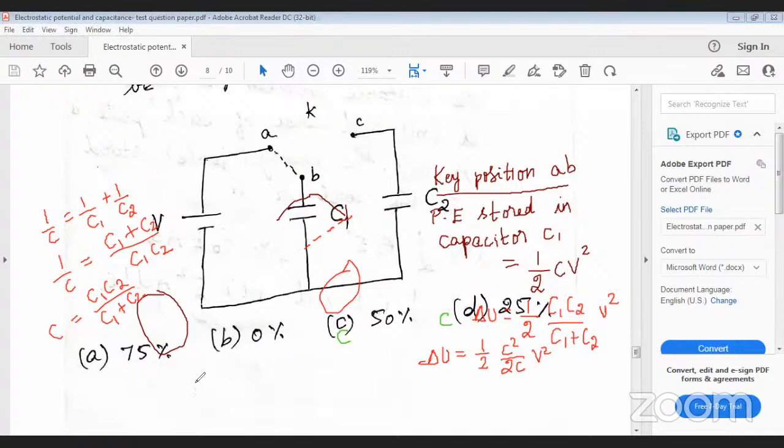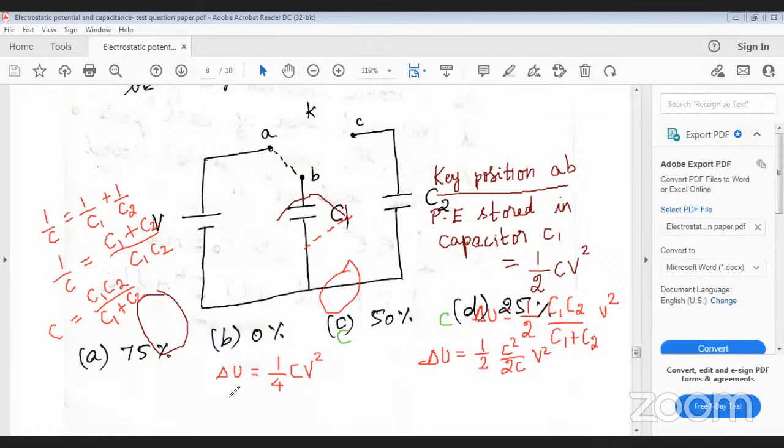So this delta U is now equal to 1 by 4. Okay, so I am carrying on from here. Half into CV squared by 4, 1 by 4 into CV squared actually. 1 by 4 into CV squared is the loss in energy. Okay, this is the loss in energy.